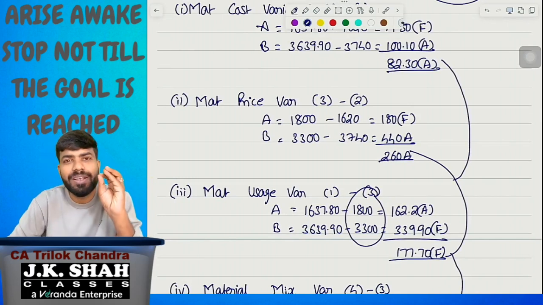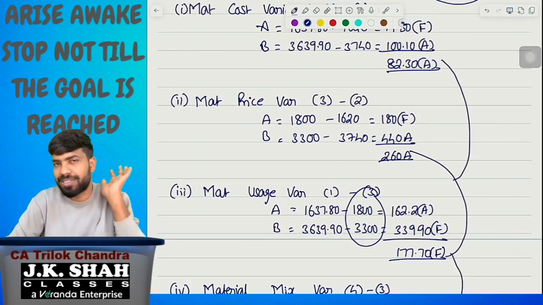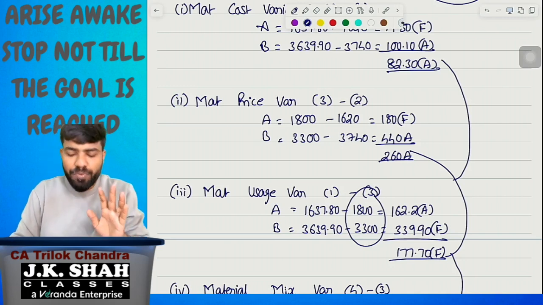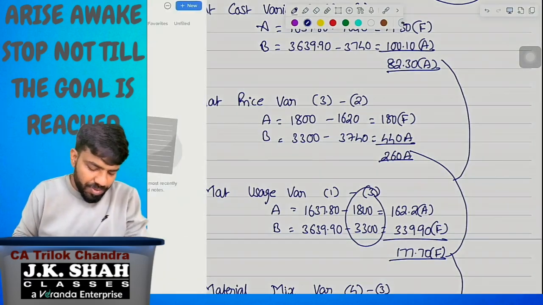So we're done with the crystal clear concept clarity on the material variances. All of you clear about this? Okay, now let us do an application oriented question of the material costing.